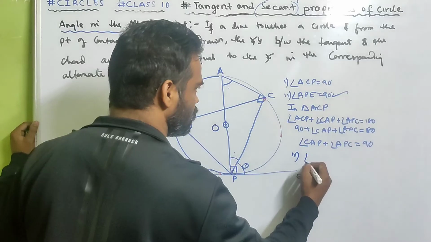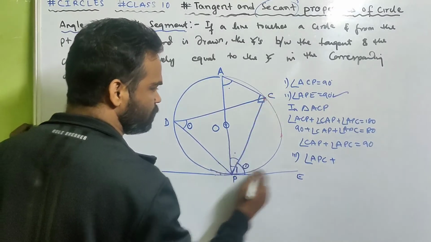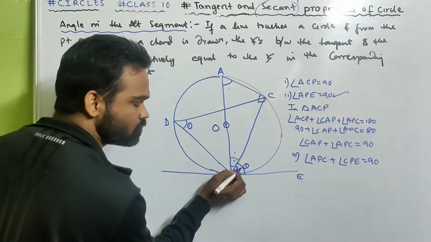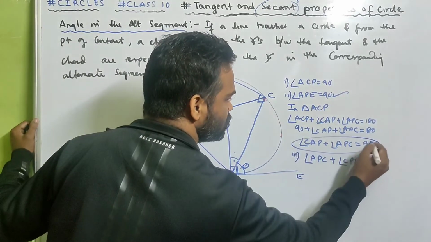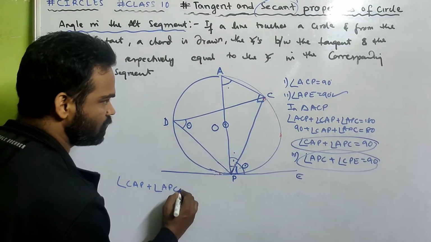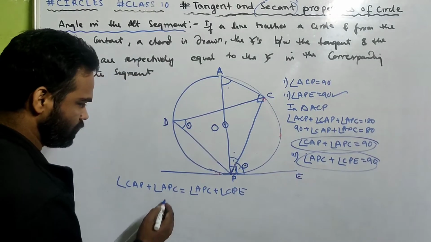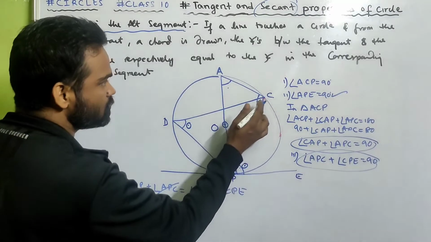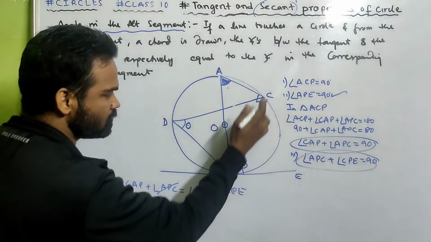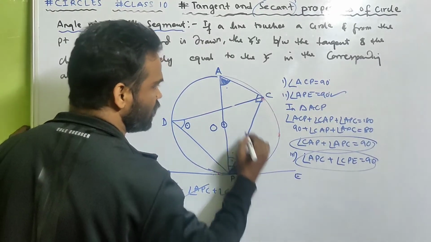So these two angles are 90, and I've already done angle APC plus angle CPE is equal to 90, because this entire angle is 90. So these two also add to 90. Equate this and this: angle CAP plus angle APC is equal to angle APC plus angle CPE. Try to understand, APC cancels, which means angle CAP and angle CPE are equal. Yes or no? So if this is X, this is X.